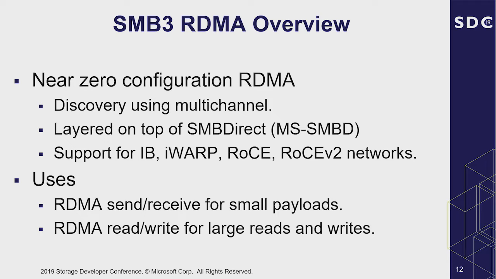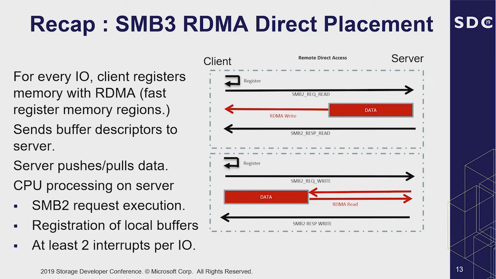It provides a kind of socket-like interface on top of RDMA without worrying about all the nuances of pre-registered buffers and all that kind of stuff which RDMA requires. And we use two modes. One is the RDMA send receive for small messages, and then RDMA reads and writes for direct placement writes. Now this is just a recap of SMB direct placement for reads and writes.